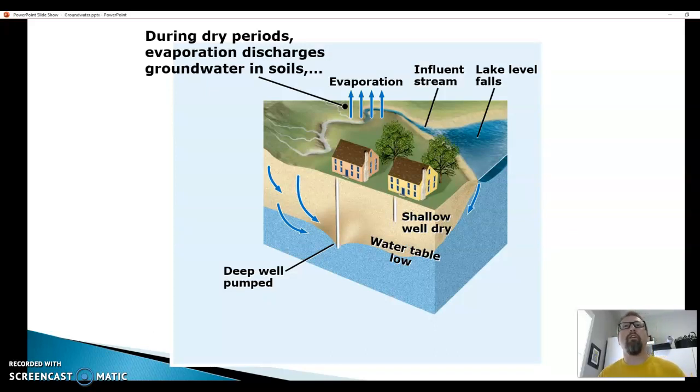So here's a dry period where again, the house on the left does have access to the water, but the house on the right now has a dry well. All right, so this would be the concern for those with wells during dry periods, especially when your neighbor may be using more water than they should.